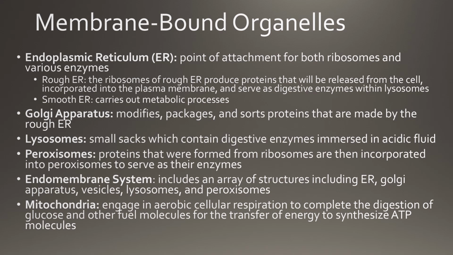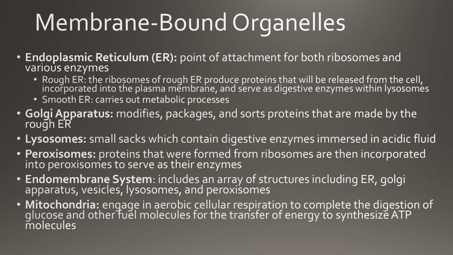The Golgi apparatus is composed of flattened membrane-bound sacs. It modifies, packages, and sorts proteins synthesized by the rough endoplasmic reticulum for secretion or use within the cell. Lysosomes are membrane-enclosed spherical sacs containing digestive enzymes in an acidic environment. They are involved in intracellular digestion and the recycling of cellular components.